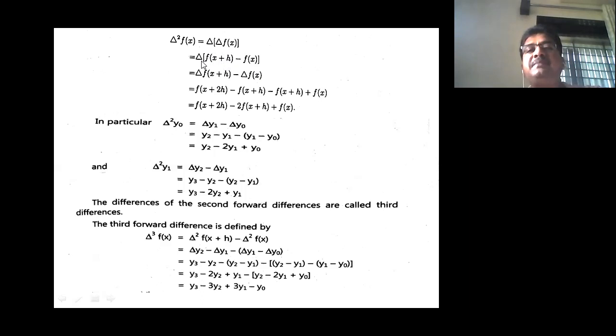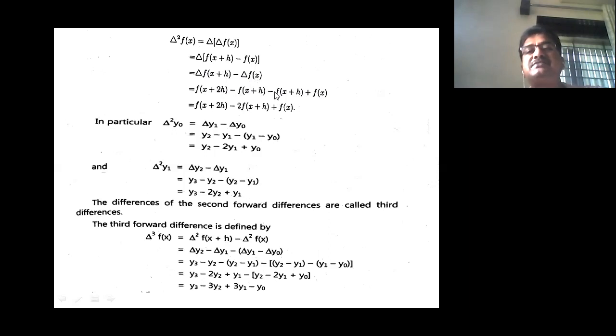Then operate this delta on both terms. That is delta f of x plus h minus delta f x. Again, what is delta f of x plus h? It is the value at the next point. What is the next point? X plus h, and the next point after that is x plus 2h. Add h. So f of x plus 2h minus f of x plus h, the value at the same point. So this is delta f of x plus h minus, in brackets, delta f x. What is delta f x? It is f of x plus h minus f x.